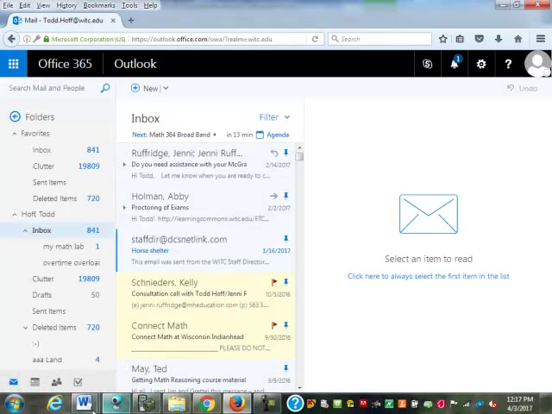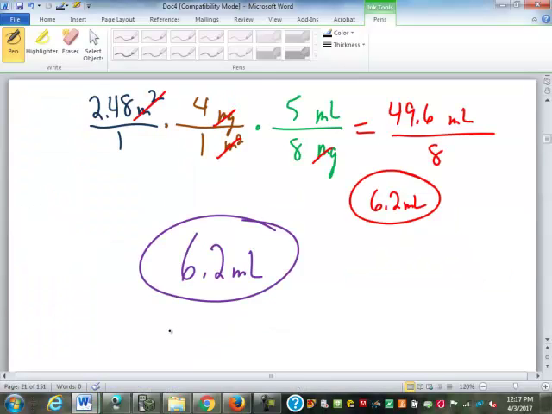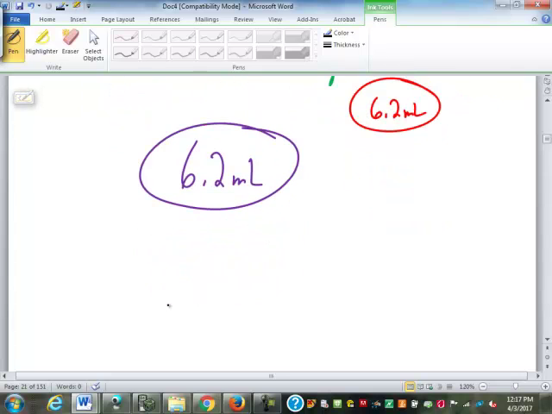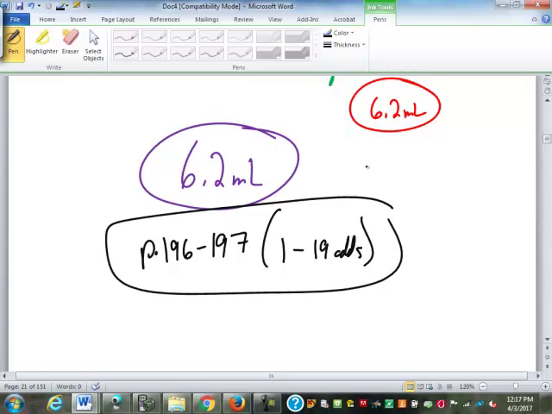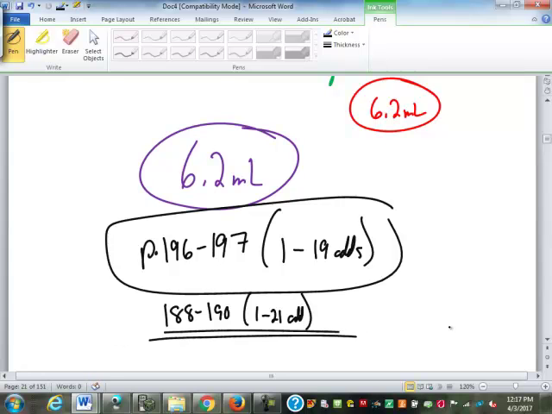So homework, pages dealing with body surface area. We're going to look at page 196 through 197, 1 through 19, the odds. If you haven't done it yet, again, go back and do page 188 through 190, 1 through 21, the odds. Dealing with those titrations and safe dosages as well.